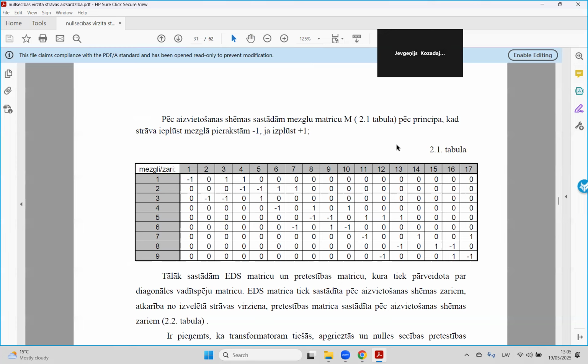Very similar. If current flows into the node, we write -1. If current flows out of the node, we write +1. If there is no connection between the node and the branch, we write 0.